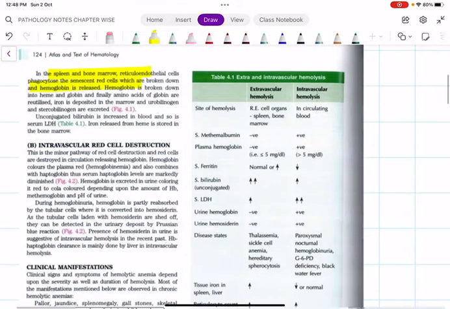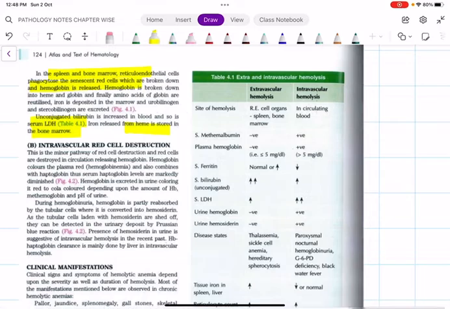The bilirubin which is first formed is called unconjugated bilirubin, and its level will be increased in the blood. The level of serum LDH will also be increased, because the RBC is one of the storehouses of lactate dehydrogenase. When RBCs get lysed, this lactate dehydrogenase is released and the serum LDH increases. And the iron which is released from the heme will be stored in the bone marrow.